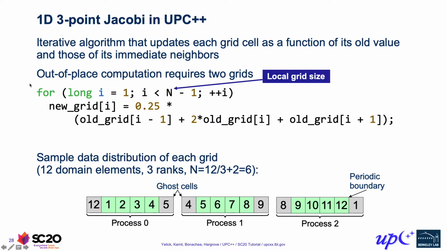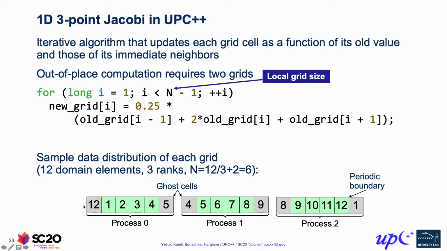dimensions as well. Since it's a Jacobi iteration, this particular computation requires two grids. One grid where we're computing new values, and the other one that has the old values that we need to use in order to compute the new values. Okay, so for instance over here, if we look at how that computation happens, we see that the value of the new grid at index I is dependent on its old value and also the old values of its neighbors at indices I-1 and I+1.